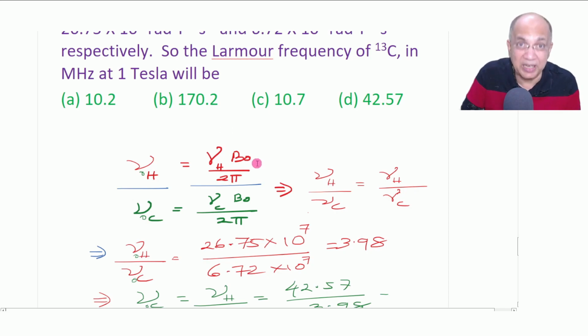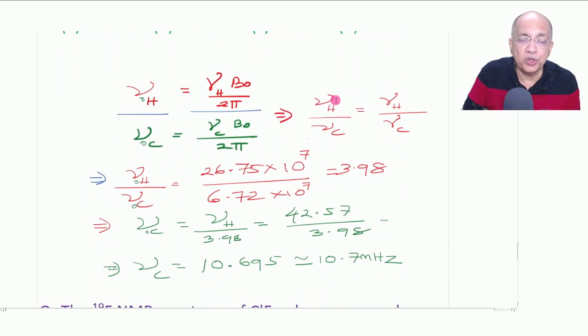B0 is the magnetic field divided by 2 pi. And this is the carbon Larmor frequency: gamma carbon times B0 by 2 pi. The B0s are the same, so they cancel out. Ultimately, the ratio of the Larmor frequencies is equal to the ratio of their magnetogyric ratios.